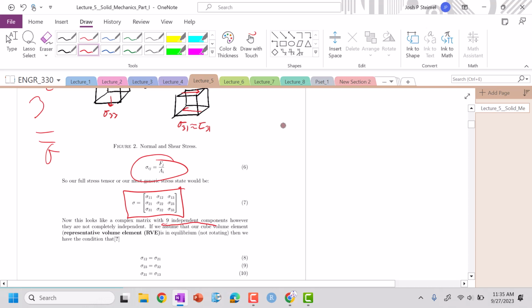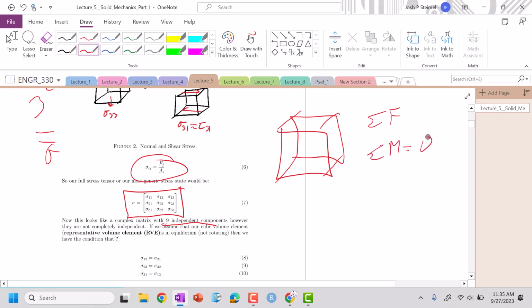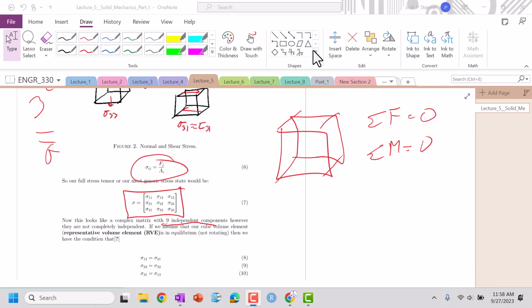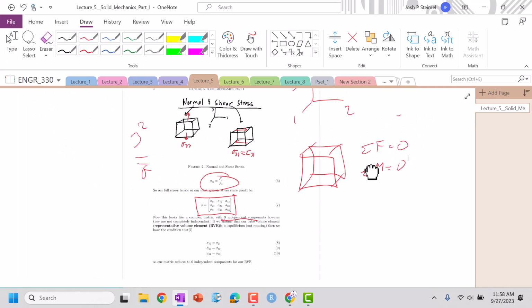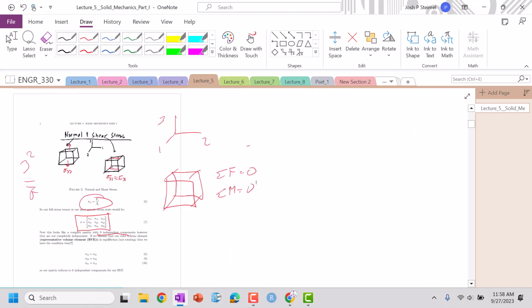Well, remember, we need to make sure that the sum of our forces and the sum of our moments must be equal to 0, because we are still in static equilibrium. So let's look at an example in our coordinate system here, and let's prove this is the case.